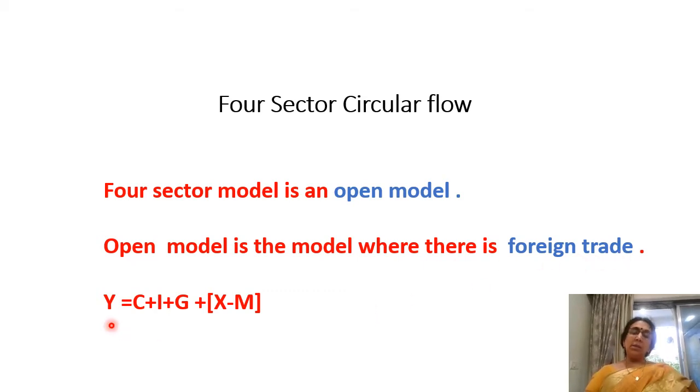So, Y is equivalent to C plus I plus G plus X minus M. As my dear students, you are very well aware, it's just a repetition. Y stands for income, C is consumption, I is investment, G is government sector. So what's the addition here? X minus M. So what is X? Export. M is import. We will explain further as we go into the details.